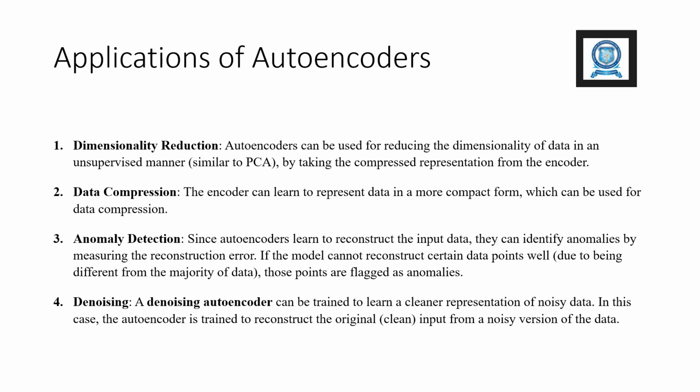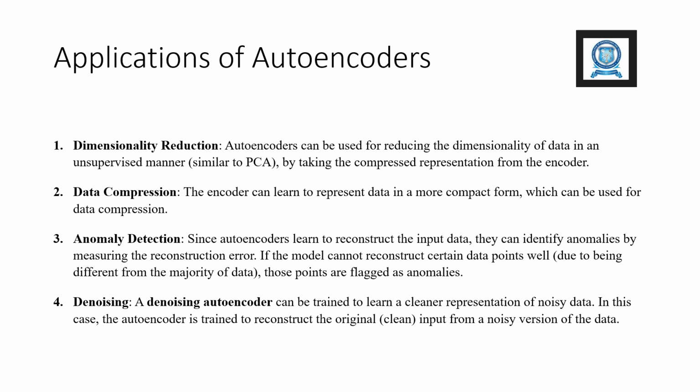Applications of autoencoders. Number one, dimensionality reduction. Autoencoders can be used for reducing the dimensionality of data in an unsupervised manner by taking the compressed representation from the encoder. Number two, data compression. The encoder can learn to represent data in a more compact form, which can be used for data compression. Number three, anomaly detection. Since autoencoders learn to reconstruct the input data, they can identify anomalies by measuring the reconstruction error. If the model cannot reconstruct certain data points well, those points are flagged as anomalies.